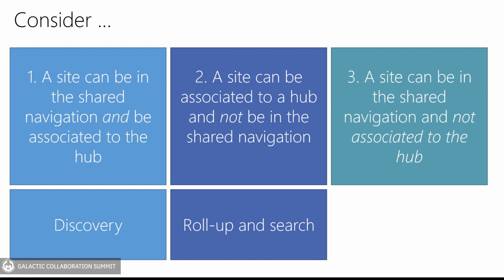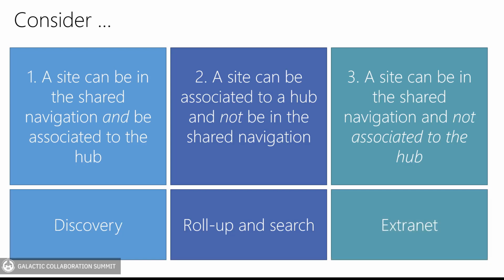And then the last option is that you can have a site in the shared navigation that is not part of the hub. And the scenario I think most often where I would do something like this is when I am trying to make it easy to get to extranet sites. I may have a hub that is for a particular part of the organization, and that same part of the organization also manages a whole bunch of extranet sites.